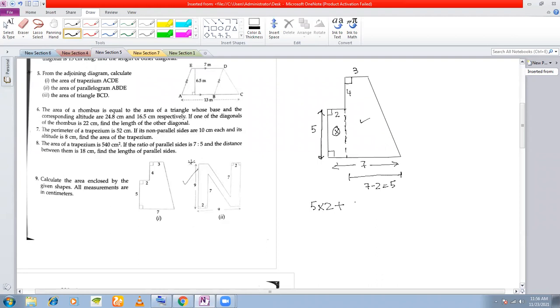Plus, what about the area of the trapezium? Formula is half sum of the length of the parallel sides, right? What are the parallel sides here? 5 plus 3, right? And what is the height of the trapezium? Sir, it will be 5 plus 4. Yes, the height of the trapezium is this.